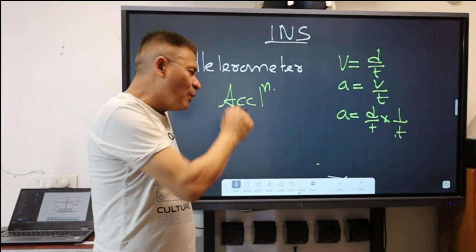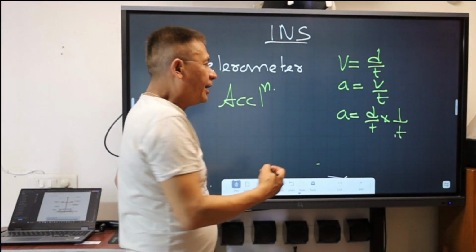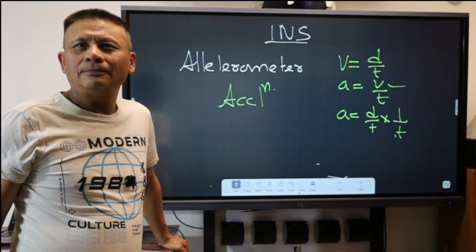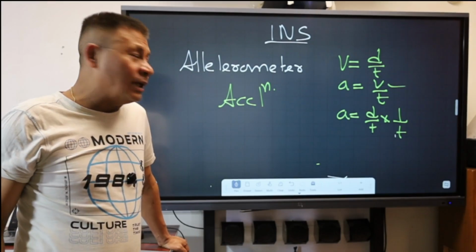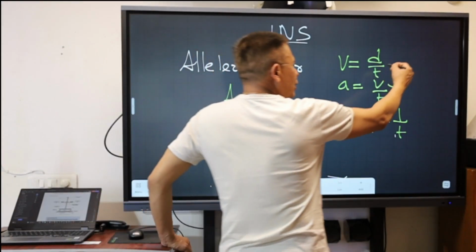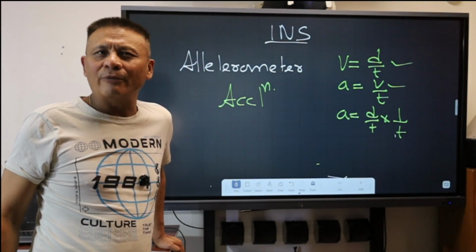So from this formula, what we are trying to find out is, if I know the acceleration, can I find out the velocity of the aircraft? I know the time, I know the acceleration, I can find out the velocity. Once I know the velocity, can I find out the displacement of the aircraft? How far the aircraft has gone from the original position?